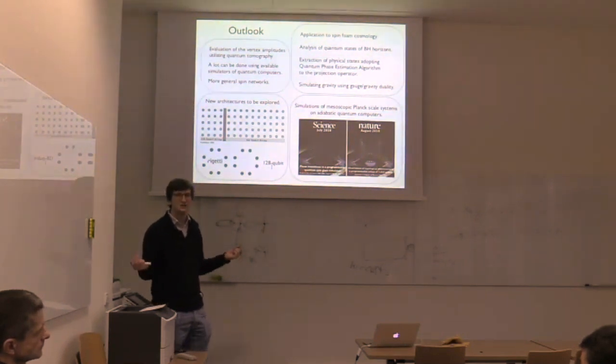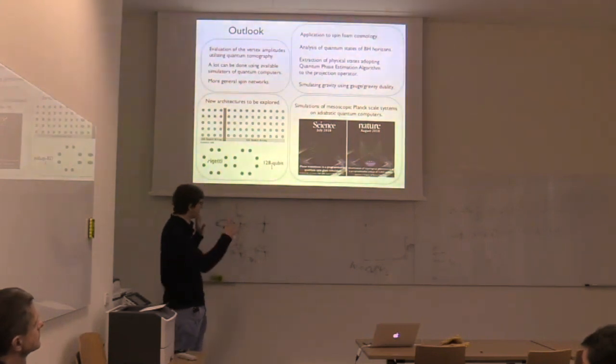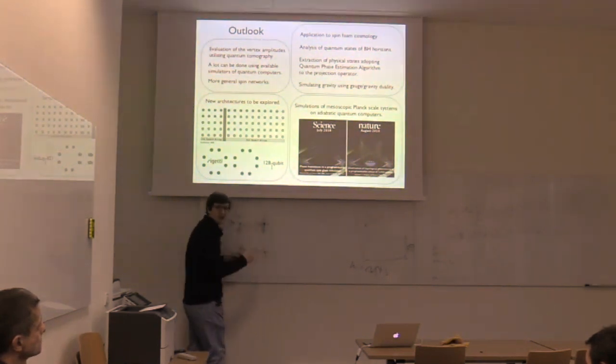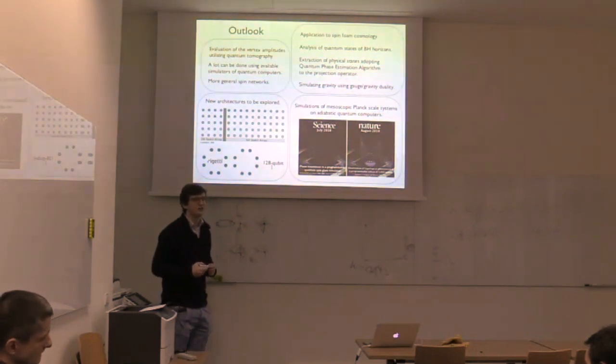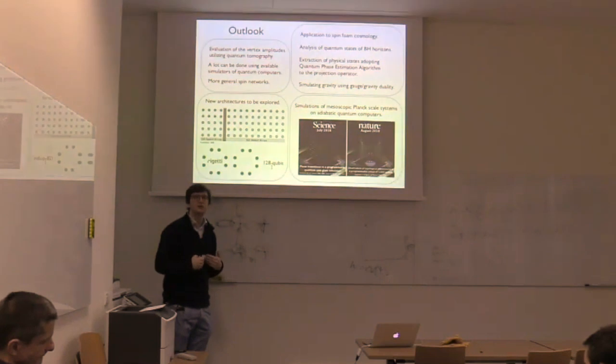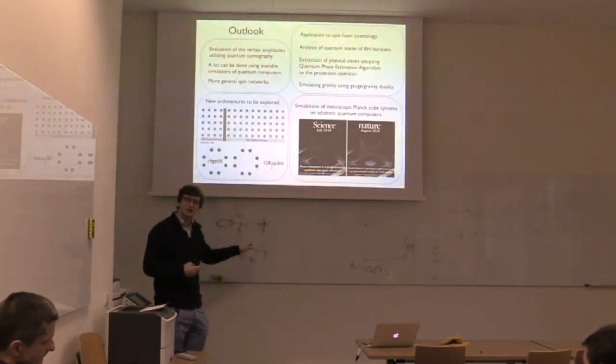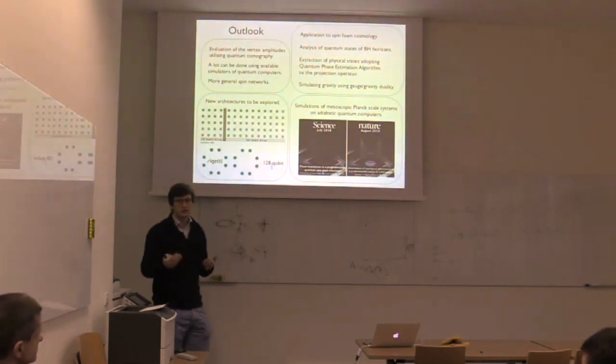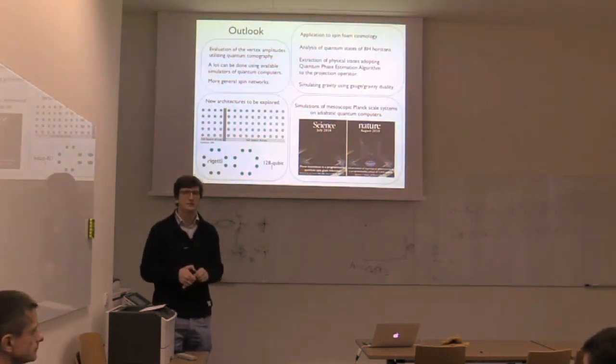What we can do instead is create the state and then perform certain measurements. For instance, we can measure the correlation between two qubits depending on the distance, and extract the two-point correlation function. These are the types of measurements that we are interested in, and these kinds of measurements can be performed with a much smaller number of measurements.